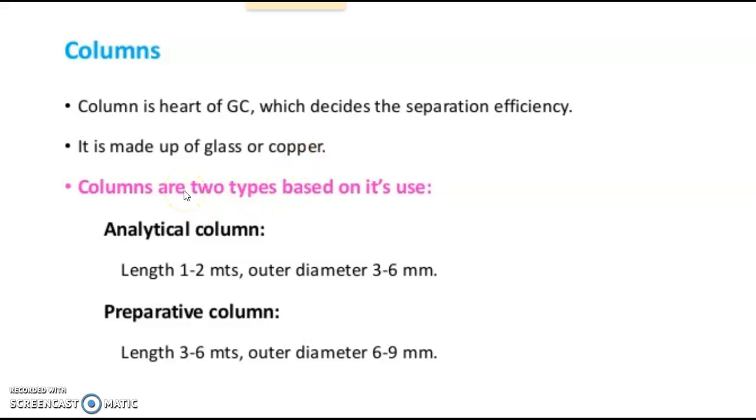So columns are of two types. One is the analytical column and the other is the preparative column. In the analytical column, the actual separation takes place. The length is 1 to 2 meters, outer diameter 3 to 6 millimeters. Next is the preparative column. The length should be 3 to 6 meters, outer diameter 6 to 9 millimeters. These are the dimensions of the analytical column and the preparative column.